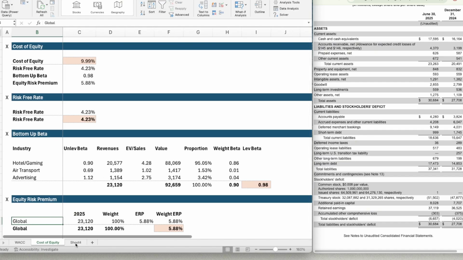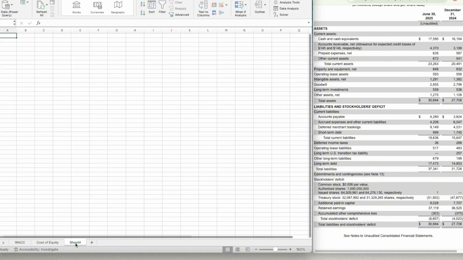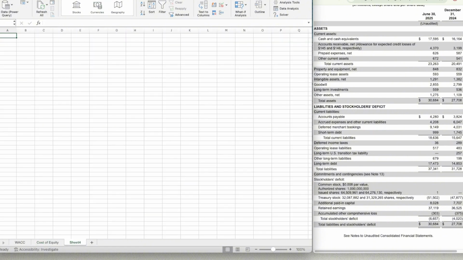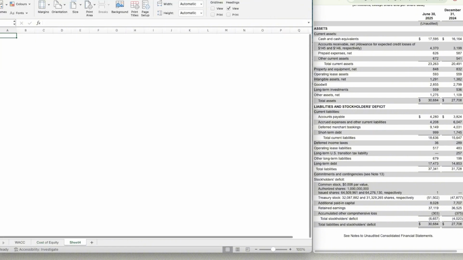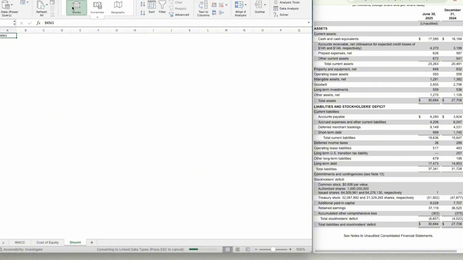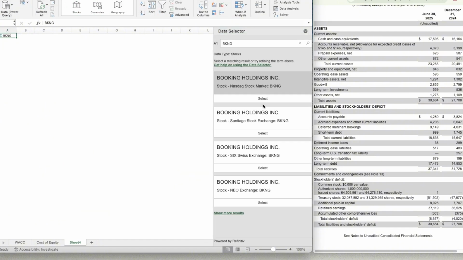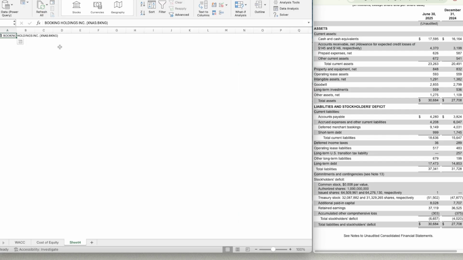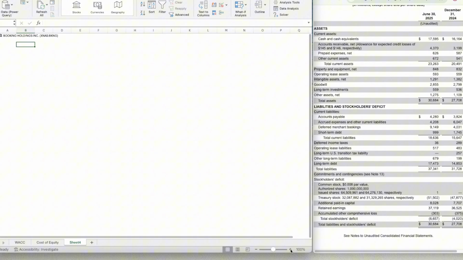Okay, so let's start. Let's go on to a new sheet. As always, the first thing we do is we take off the grid lines and we go BKNG here, go to data, and we can pull that up from Excel. There we go. Is that visible there? No, let me zoom in.